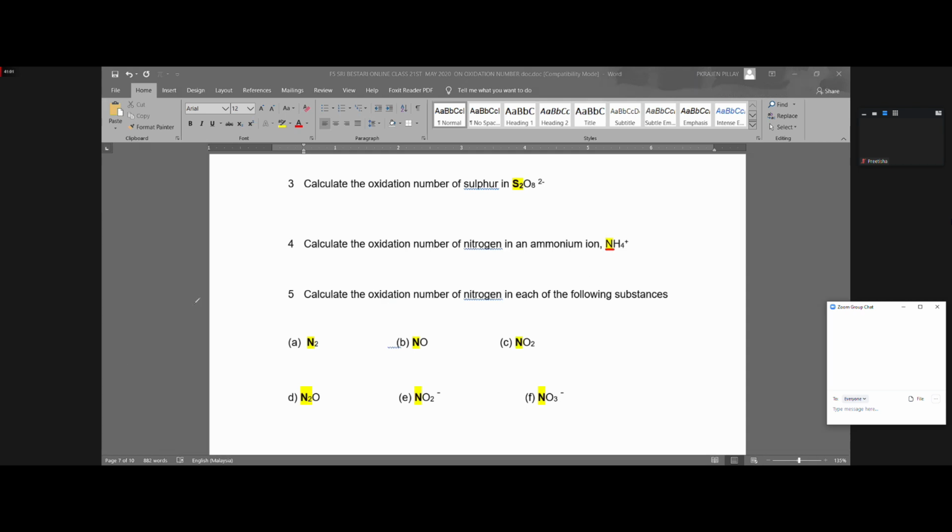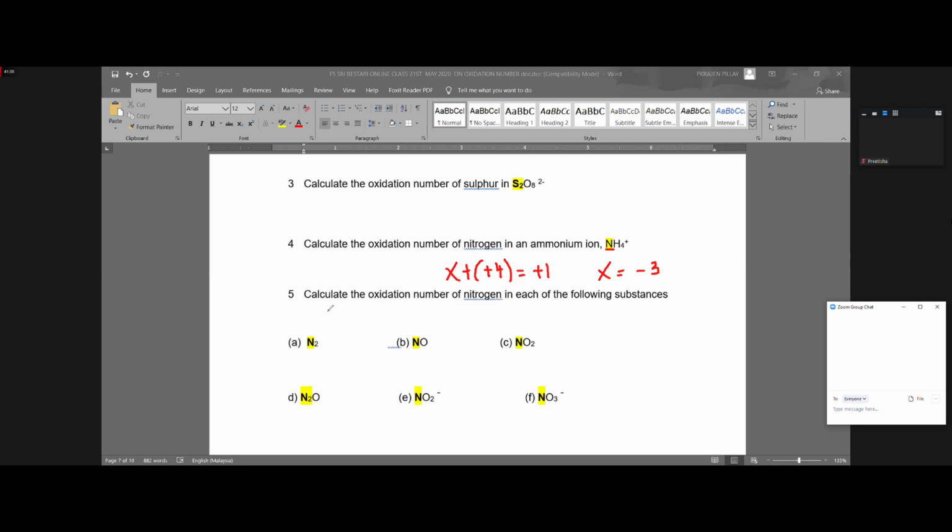We are working on nitrogen. Ammonium ion, NH4 plus. So X plus, hydrogen is +1, so it's +4. And that's equals to +1 there. You work out and see the oxidation number for nitrogen, where X will be -3. Now you work out for number 5.